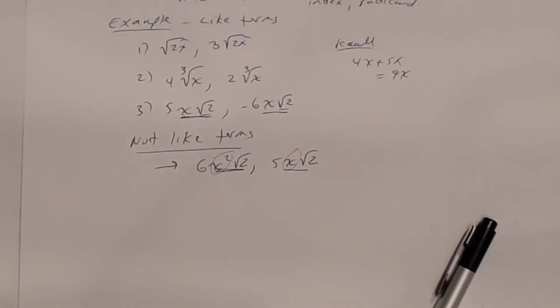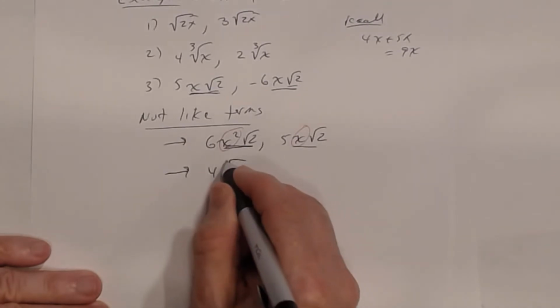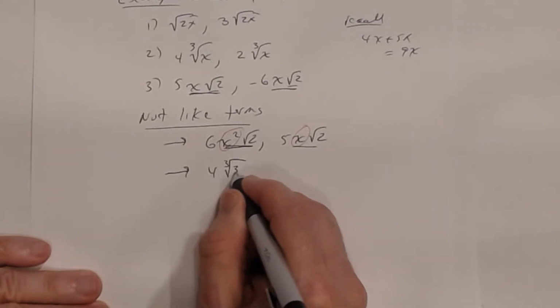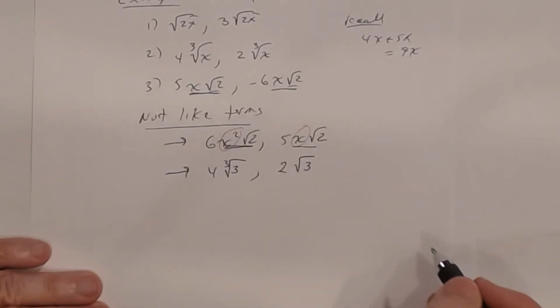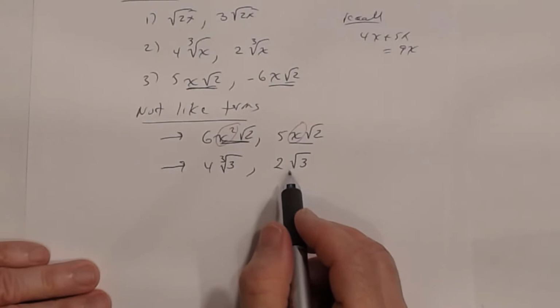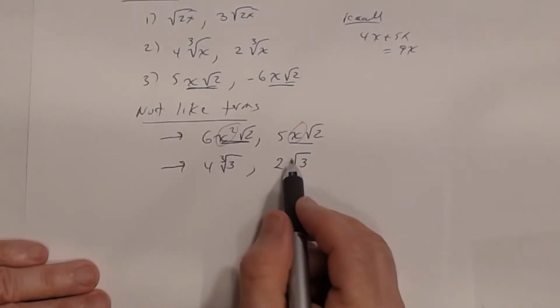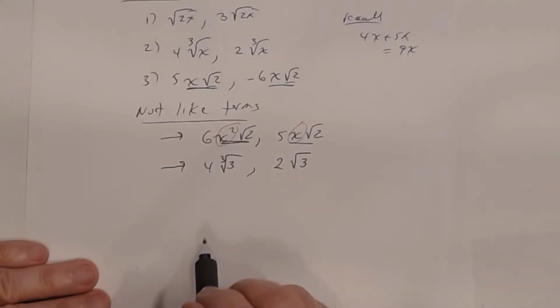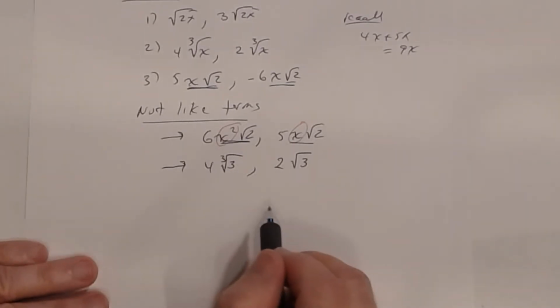And then the other one is this. You have, let's say, 4 cube root of 3 and 2 square root of 3. Doesn't matter that the radicands are the same. What's the issue? The issue is the index. This is cube root, this is square root. Those are not like terms. You cannot combine those. You cannot write them as one.